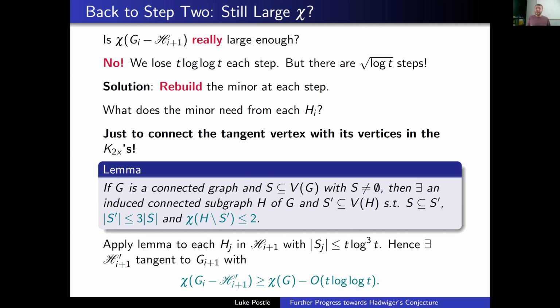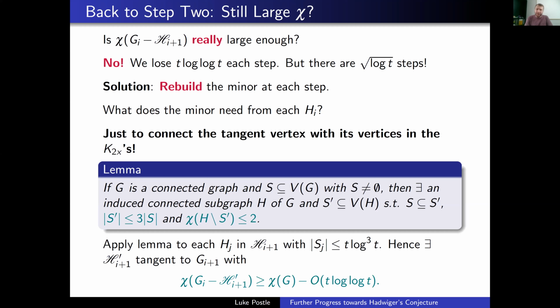And so if you apply this lemma to each part of the minor, and again, the S's will be at most like t poly log t, so here t log cube t say, you'll get a new minor. You've rebuilt the minor. It's actually a subgraph of the old thing, and it will be tangent to gi plus 1 because we kept the tangencies. And the new chromatic number, you'll actually only lose t log t. You'll lose 2t from the paths from the lemma, and then the t log t coming from the union of all the small graphs because the union is very small.